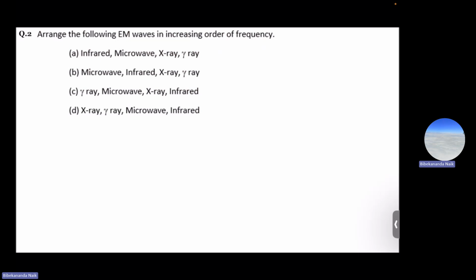So all these correspond to the electromagnetic spectrum. We need to find out, in order of increasing frequency, what will be the correct order of these regions: infrared, microwave, X-ray and gamma ray. So I'll give you a few minutes and then we will discuss what will be the correct answer.